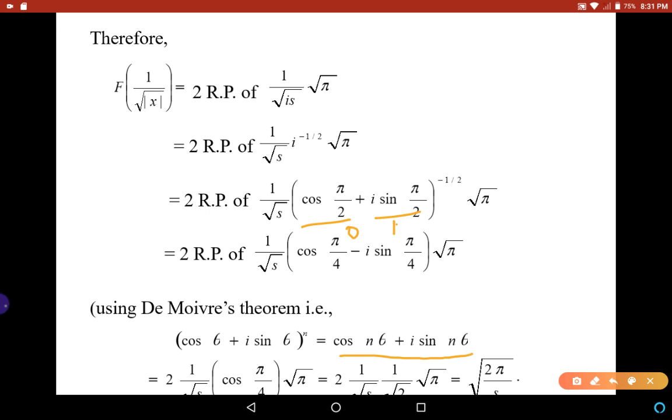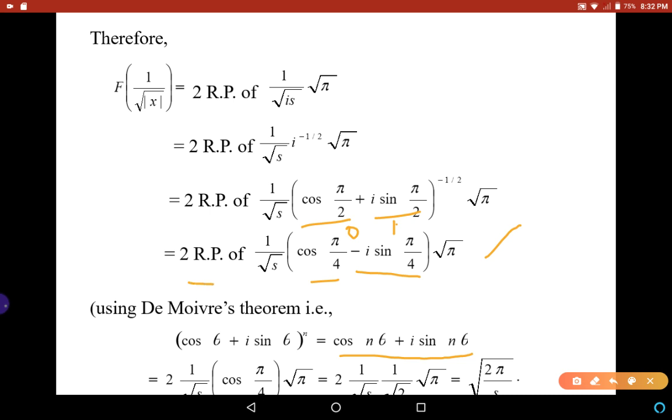Therefore, cos pi by 2 plus i sin pi by 2 whole power minus 1 by 2 can be written as cos of minus 1 by 2 into pi by 2, that is cos of minus pi by 4, which is equal to cos pi by 4, plus i into sin of minus 1 by 2 into pi by 2, that is sin of minus pi by 4, which equals minus i sin pi by 4. So what we obtain here is 2 times the real part of 1 by square root of s into cos pi by 4 minus i sin pi by 4 into square root of pi.